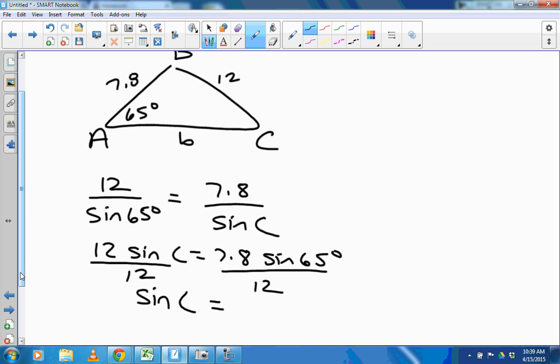All right. So how do we know that we're using inverse here? Because what are we finding ultimately? We're finding an angle, so we got to use inverse. Okay. Now I'm going to punch all that in. Right here first, okay? So let me punch in 7.8 times sine 65 divided by 12 is like 0.5891 something. Now inverse sine of that.